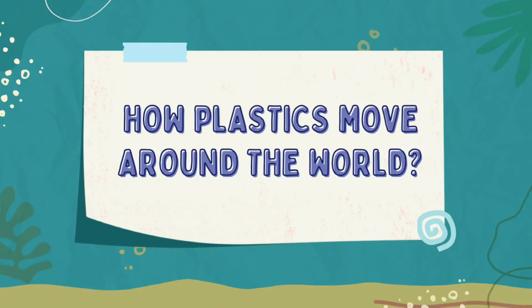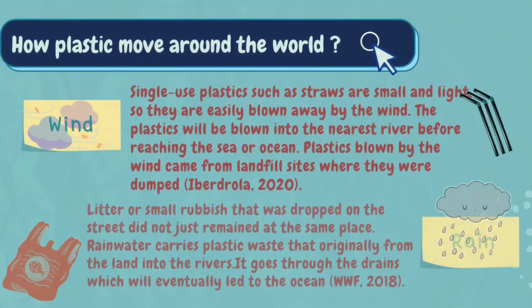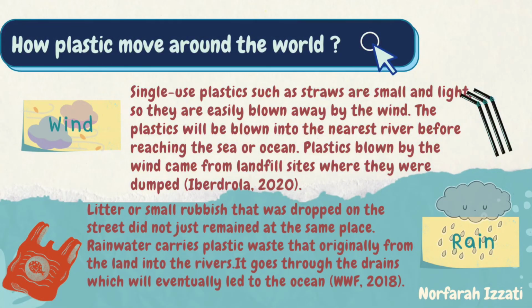How does plastic move around the world? Plastic moves through wind. Single-use plastics such as straws are small and light, so they are easily blown away by the wind. The plastics will be blown into the nearest river before reaching the sea or ocean. Plastics blown by the wind came from landfill sites where they were dumped.